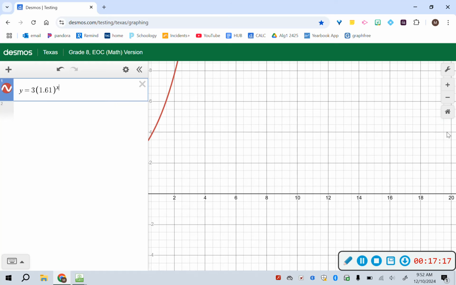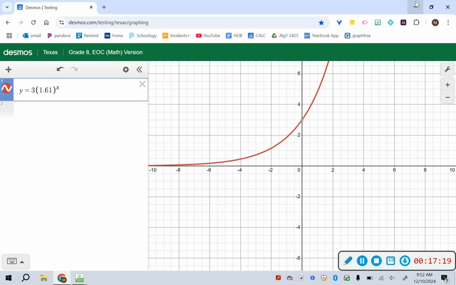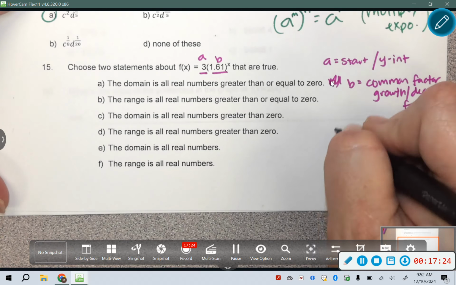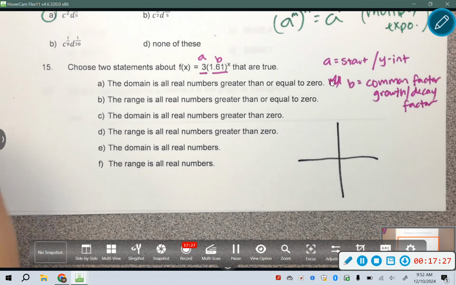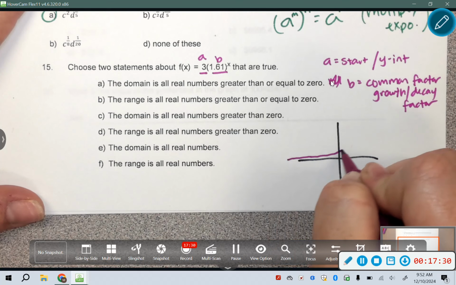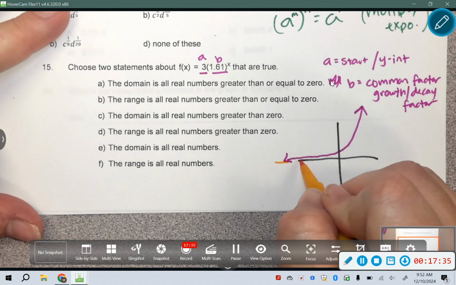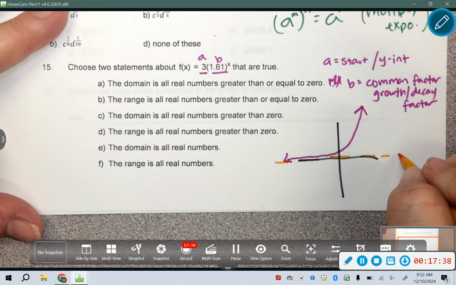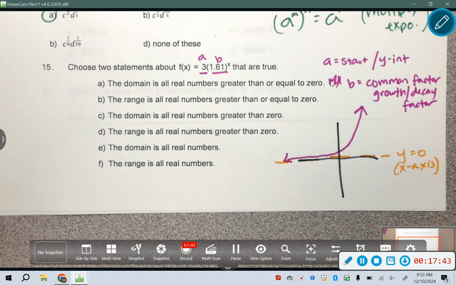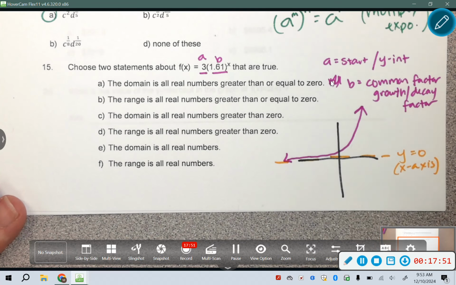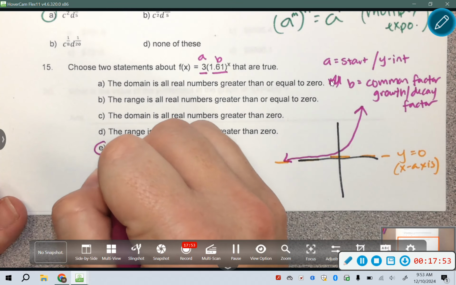Okay, so I have this, and this is what it looks like. So I'm going to sketch it on my paper. And it looks like this. And I want you to realize your asymptote is right here on the x-axis, which is where y equals 0. So it never goes below that line. Okay, so knowing that, domain, well, it goes to the left forever, and it goes to the right. If I continue this, it's going to keep going to the right. So my domain is all real numbers.